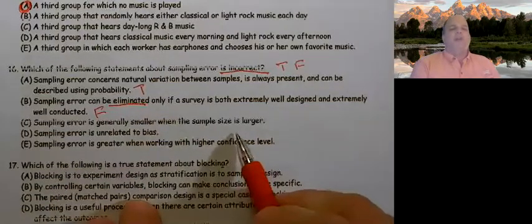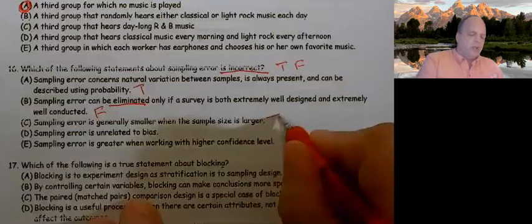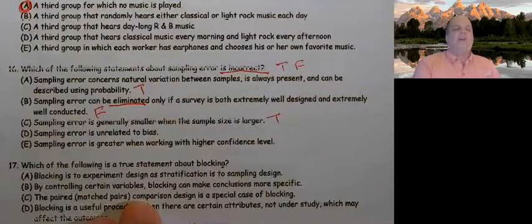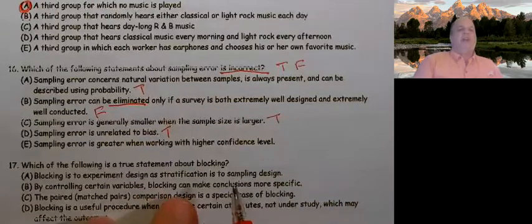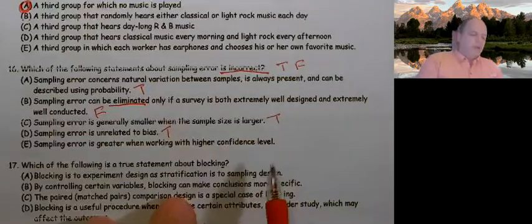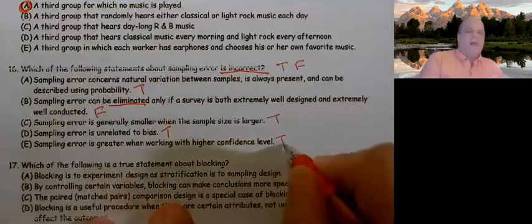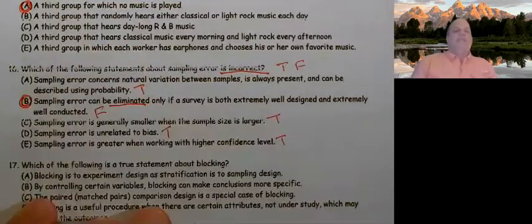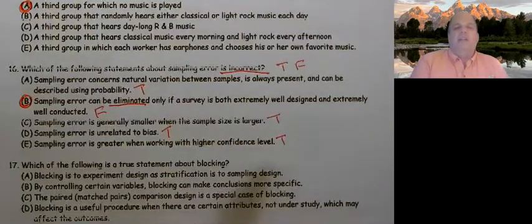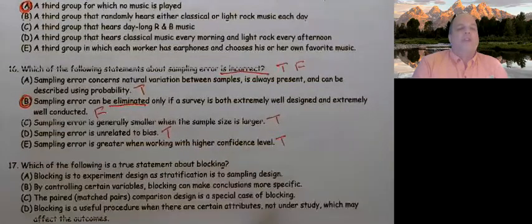Sampling error is generally smaller when the sample size is larger. That's true. Increasing sample size decreases sampling error. Sampling error is unrelated to bias. That's also true. And sampling error is greater when working with higher confidence level. We haven't talked about that yet, but we will, and that is also true. So our best answer on this one, on 16, is letter B. Sampling error is not going to be eliminated, okay, because the sample is only an estimate of the population. We're only using a portion, so we're always going to have some error because if we're using a portion of the population, it's not perfect to the whole.